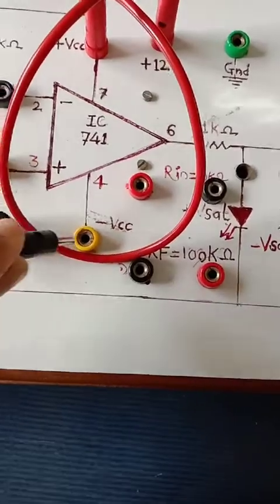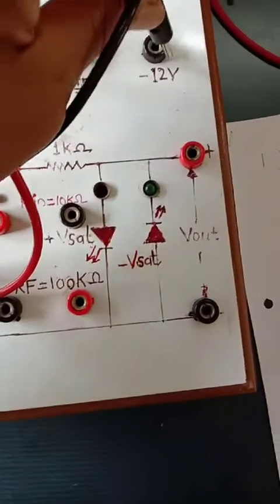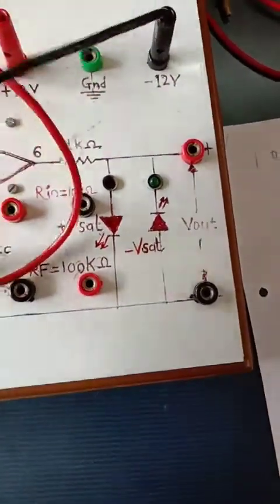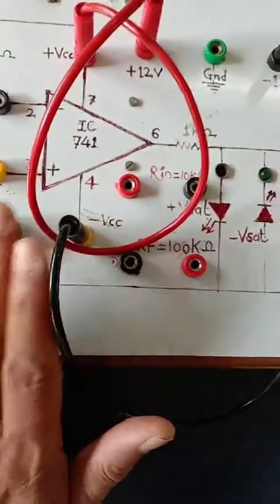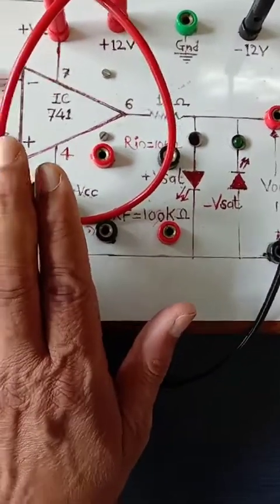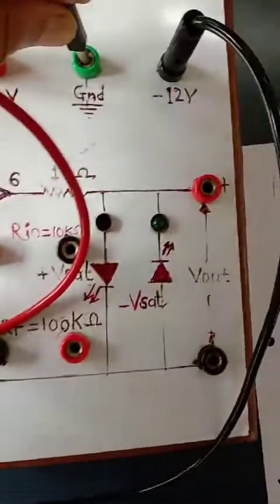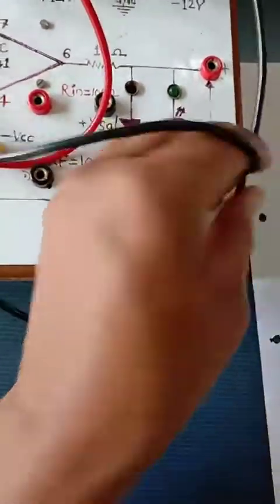Then pin number 4, see here, this is pin number 4, to minus 12 volt or minus VCC. So here the dual power supply is connected to the op-amp. Then I am connecting the ground terminal to the ground line. So this is a ground line.